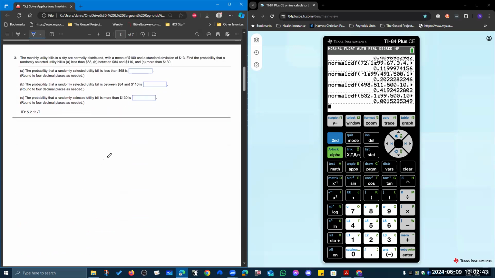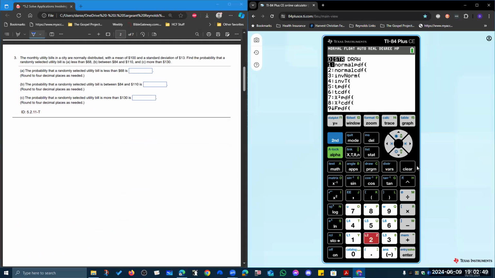The monthly utility bills in the city are normally distributed with a mean of $100 and a standard deviation of $13. Let's complete parts A through C below.